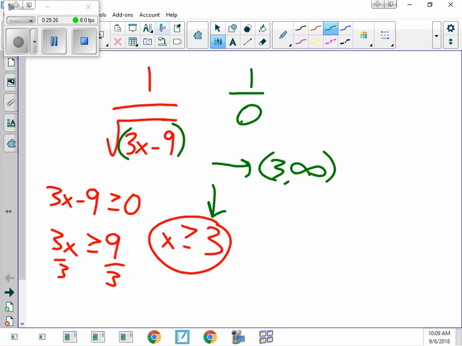What is the domain? Now, if you look here, this is the problem, right? We said 3x minus 9 is allowed to be bigger than or equal to 0, but because the square root is in the denominator, the equal 0 actually doesn't apply in this case.